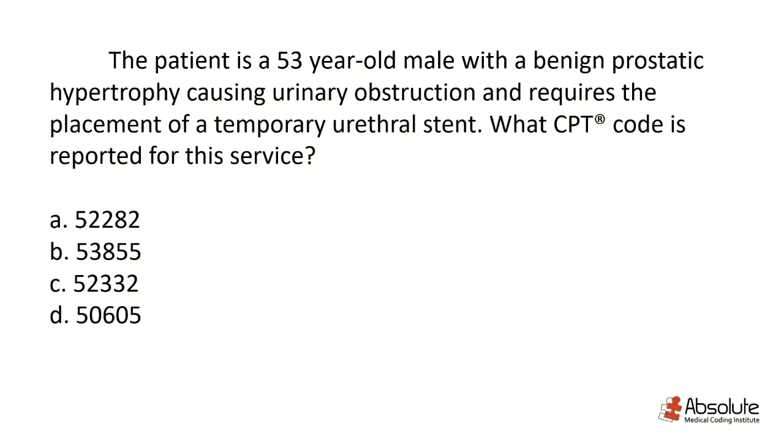Who's reading next? Miss Andrea. Come on, lady. Okay, we have A 52282, B 53855, C 52332, D 50605. The patient is a 53-year-old male with benign prostatic hypertrophy causing urinary obstruction and requires the placement of a temporary urethral stent. What CPT code is reported for this service? You got this, coders.